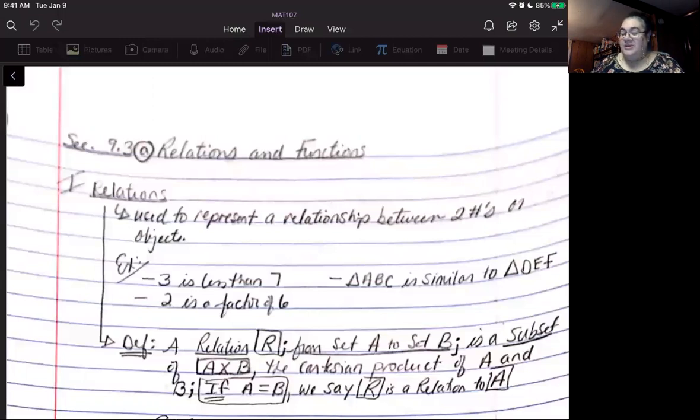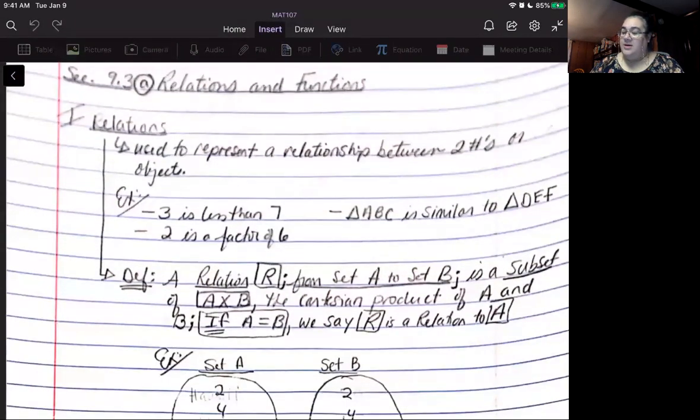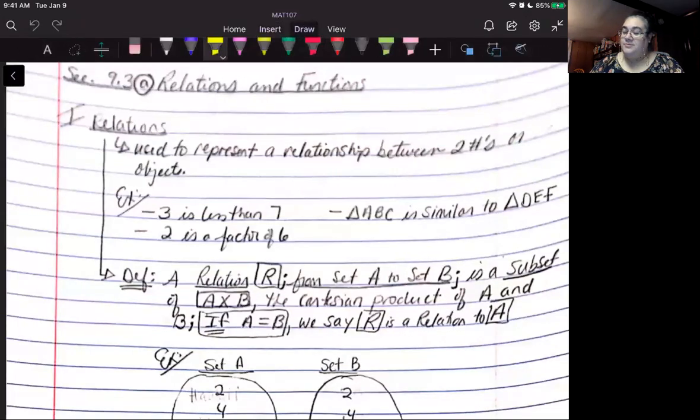A relation, we use that, and you can see here, we use a relation to represent a relationship between two numbers or objects. So you've actually been using relations all the time. Here are some basic simple examples that you have probably seen. For example, when you say -3 is less than 7, that's a relation, okay?